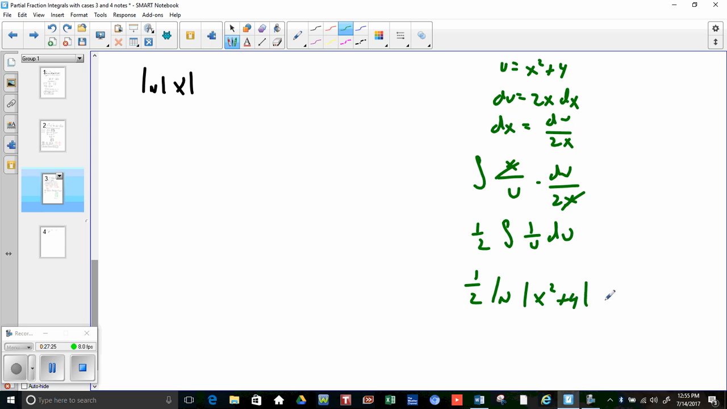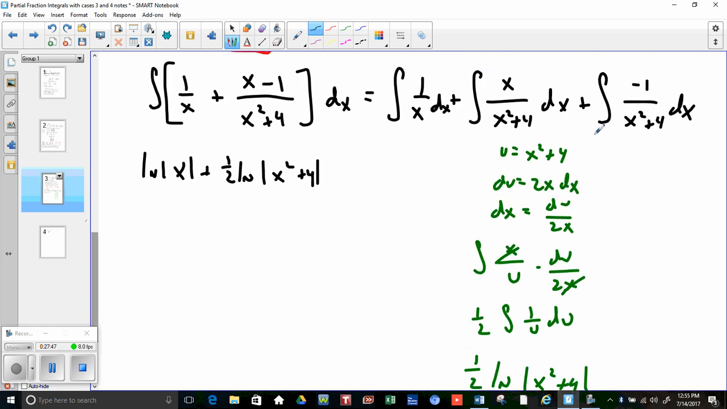Of course, I don't really need the absolute value because x squared plus 4 cannot be negative, but we'll leave it in there for right now. So this goes right here: 1/2 natural log absolute value x squared plus 4. Now we have to deal with the last part. This one's going to be a little bit more challenging.